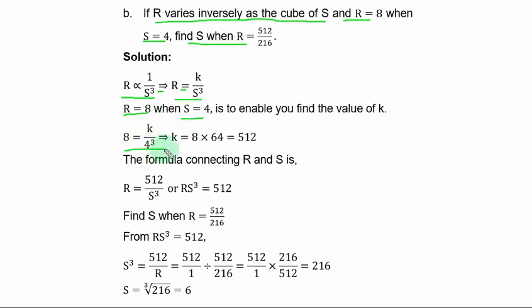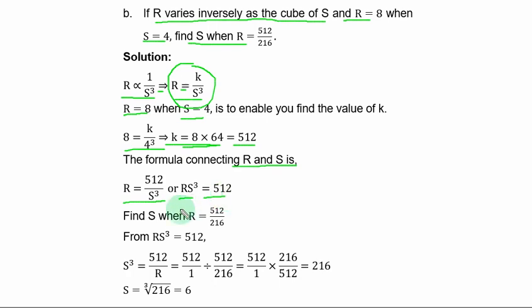If you multiply through by 4 cube, which is 64, that clears the fraction. So you have 8 times 64 equal to k, or k equal to 8 times 64. That is 512. You need to state the formula connecting R and s. You simply come here and you replace k with 512 in this form. This also means that R s cube is equal to 512.